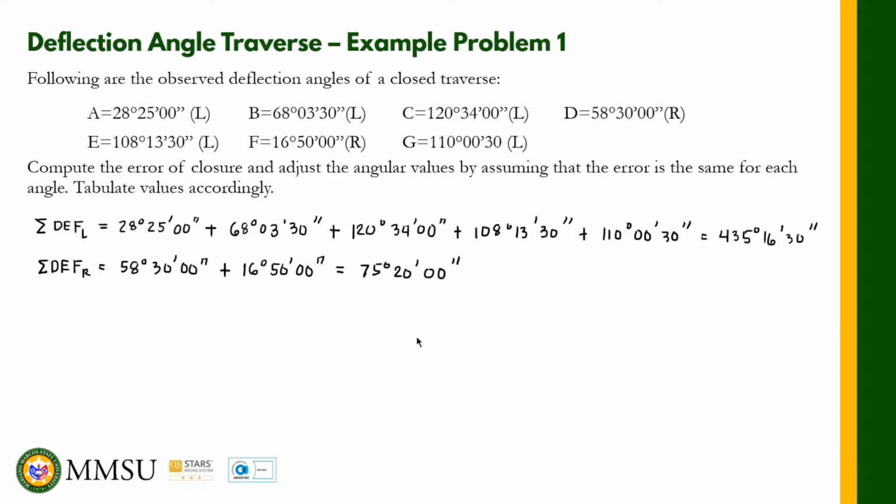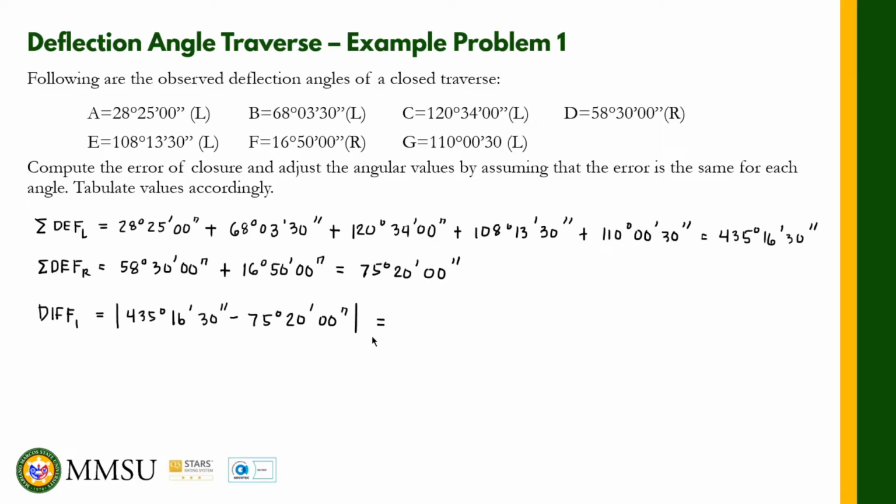All right, so these are the sum of the left deflection angles and the right deflection angles. Remember their difference should be equal to 360 degrees. So we should get the difference. Let's denote this as difference sub 1. It does not matter kung sino ang mas mauna. We should get the absolute value of the difference, which is 435 degrees, 16 minutes, 30 seconds minus 75 degrees, 20 minutes, 00 seconds.